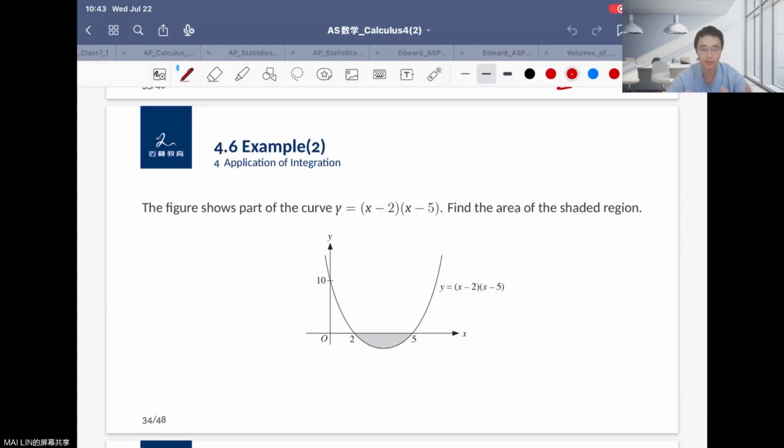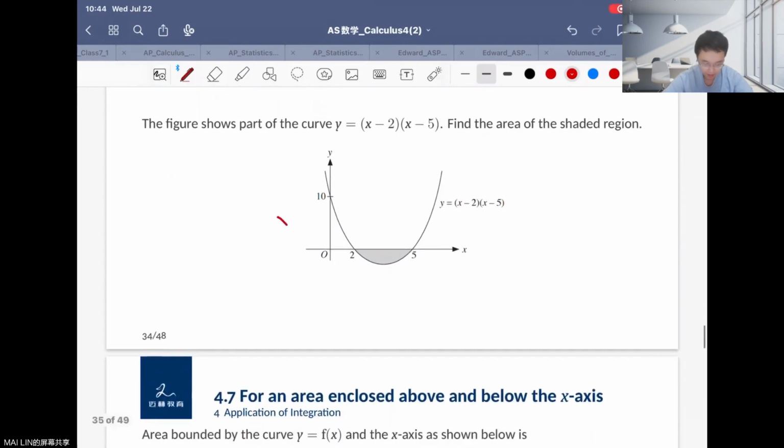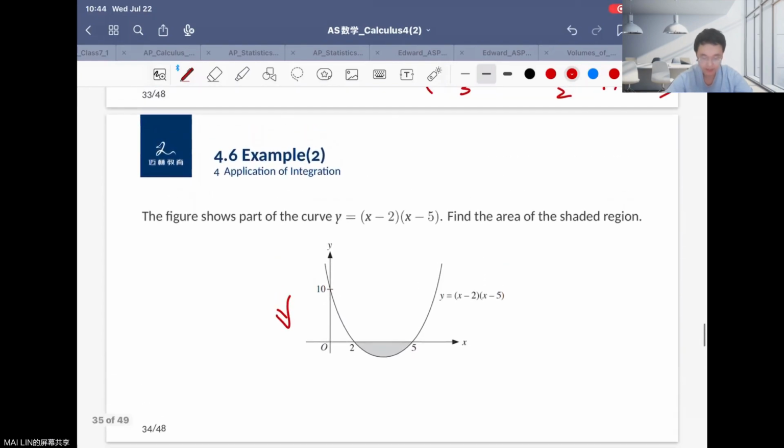We are talking about the application of integration, okay? So please see here, we have the curve for y equals x minus 2 times x minus 5. And the problem is asking us to find the area of the shaded region, right?